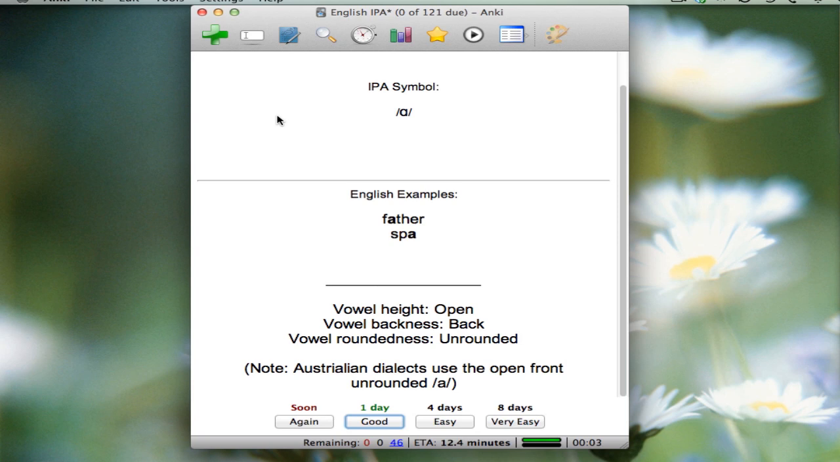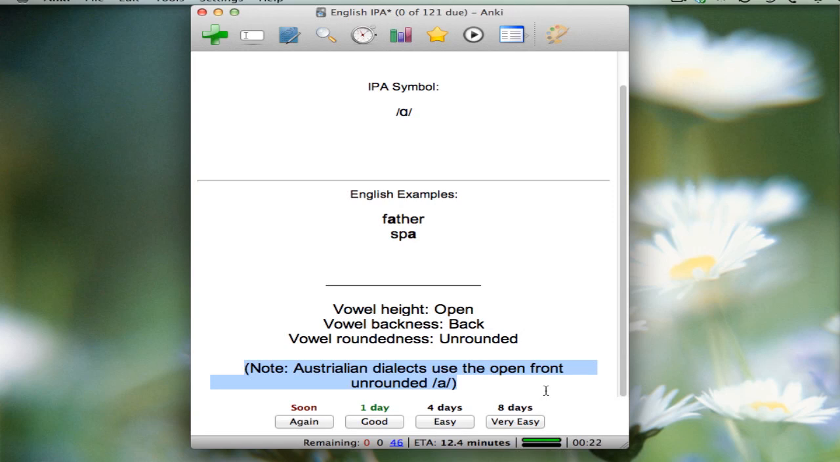Here we're getting into vowels, and so I've included the height, the backness, and the roundedness. This is going to be covered in video 3. I've written some notes about different dialects. I'm assuming either an American or British received pronunciation dialect.